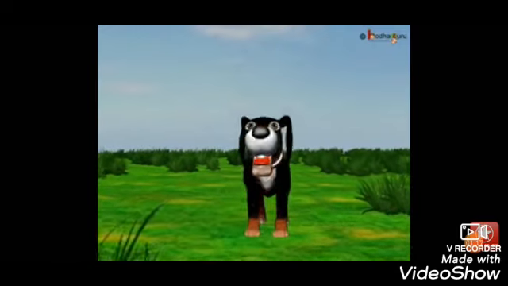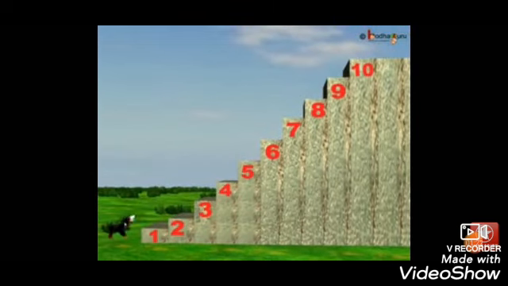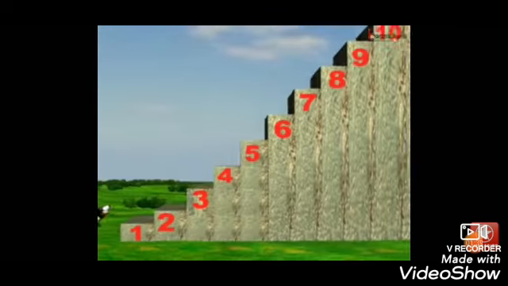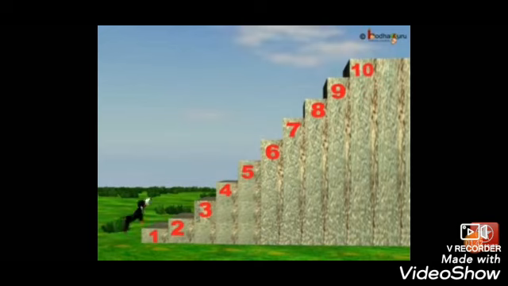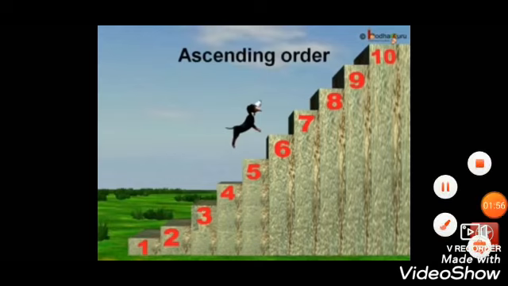So, when Tommy went up, he started from the smallest number 1. Then he climbed 2, 3, and finally he climbed up the greatest numbered staircase, that is 10, and reached the bones. So we see Tommy went up from the smallest number to the greatest number. This order of numbering, when we go up from the smallest number to the greatest number, is called ascending order.